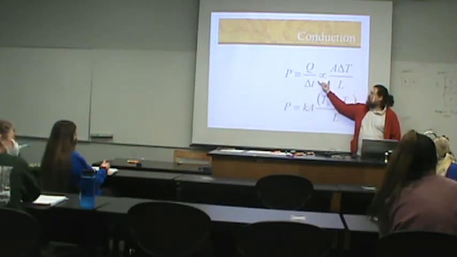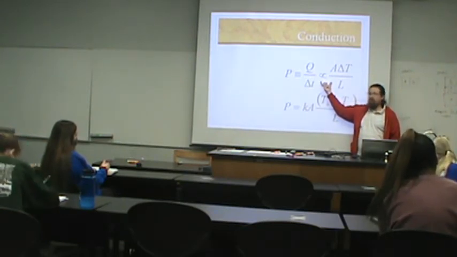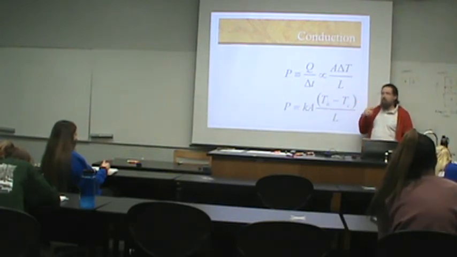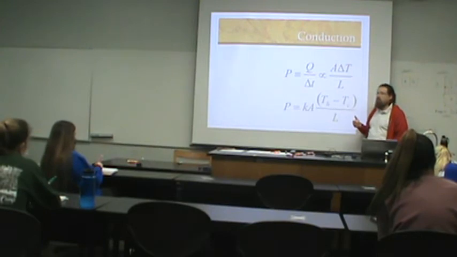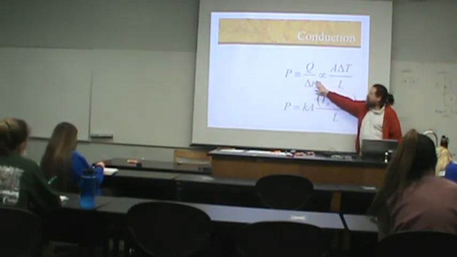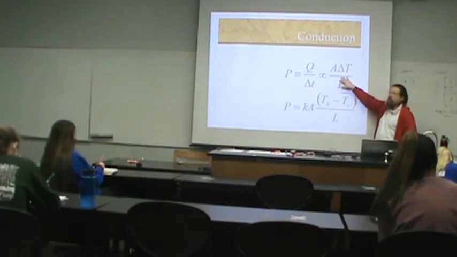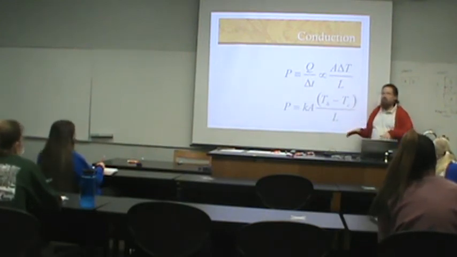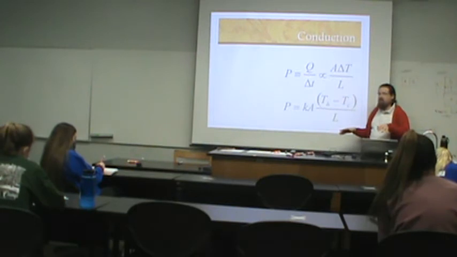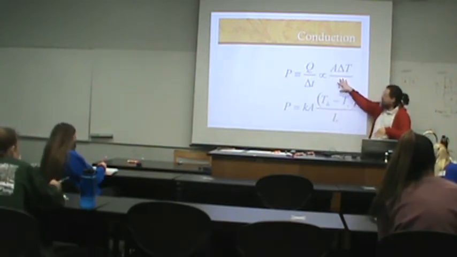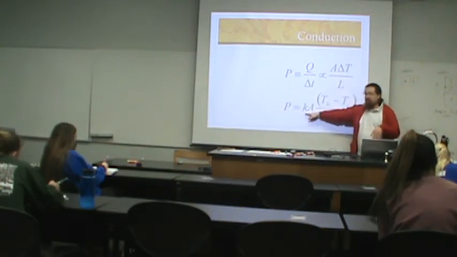This is a proportional to symbol. It's not as strong as an equals sign. It just means that if this gets twice as big, then this will also get twice as big, but there's something missing to make it a true equality, mathematically speaking. The thing that's missing from this particular expression is the K term.